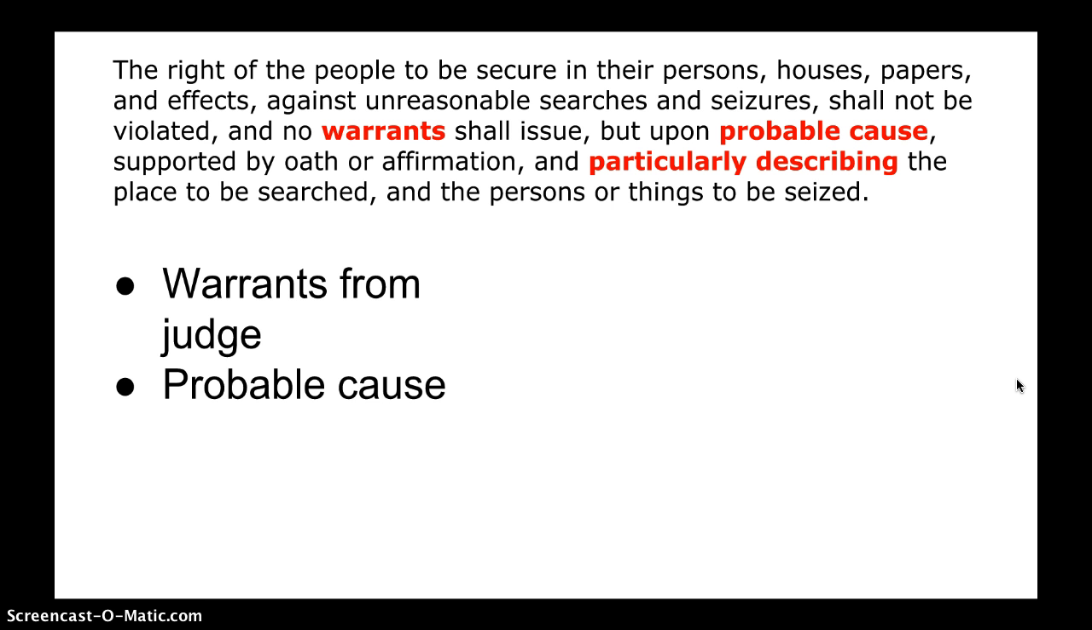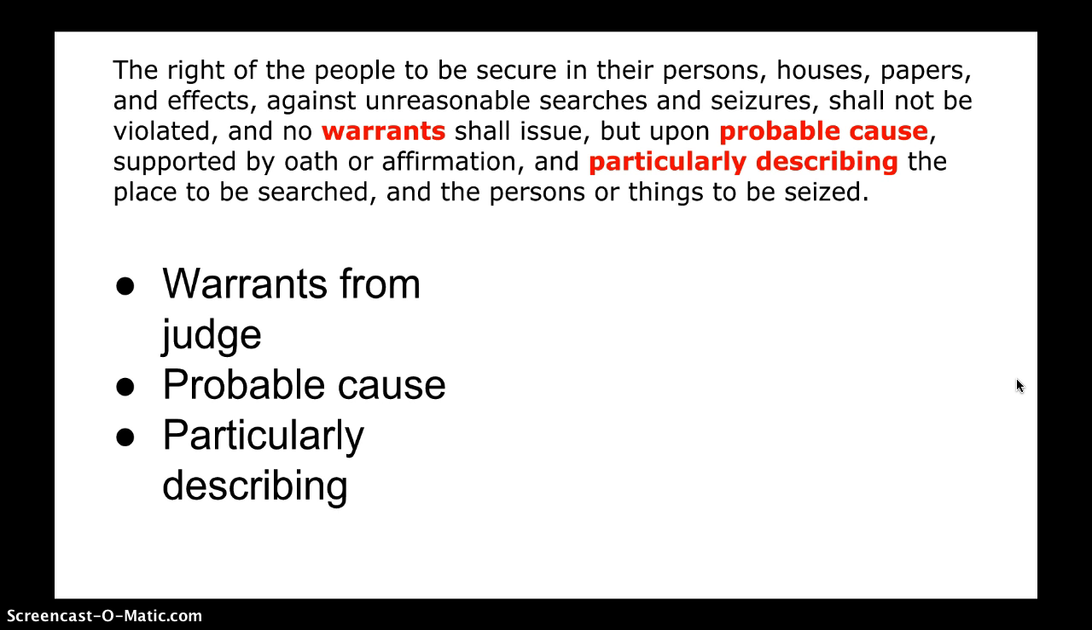The information has to be quality information. It has to be neutral evidence. It can't just be an anonymous tip, for example. Okay, it has to be more than that.